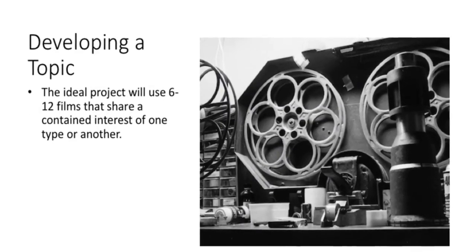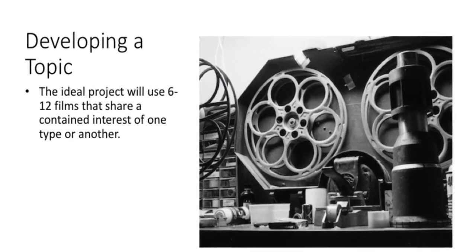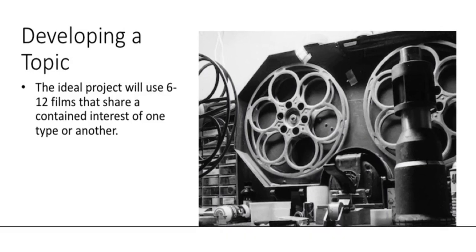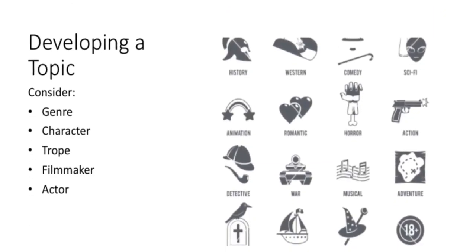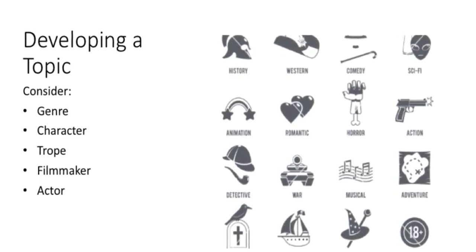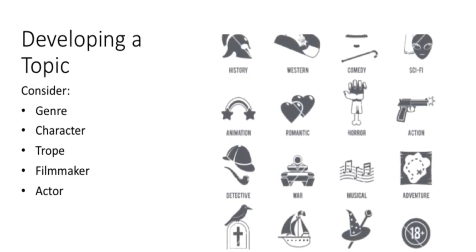The ideal project will use 6 films that share a contained interest of one type or another. You want to think about things like genre, character, trope, the director, an actor or an actress.